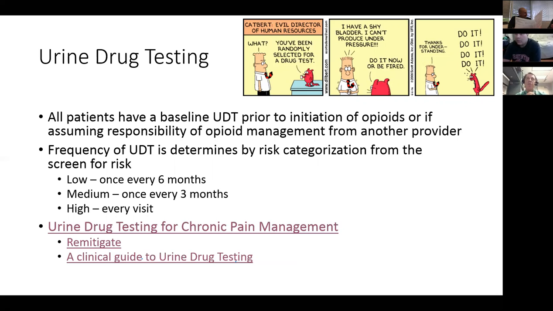And then the frequency is really determined by the risk categorization, just like it is in chronic opioid therapy. So low risk, once every 6 months or maybe once a year. Medium, maybe quarterly. In our high-risk patients, I vote for those patients to be tested every time.